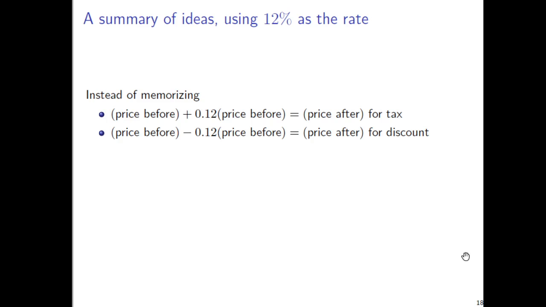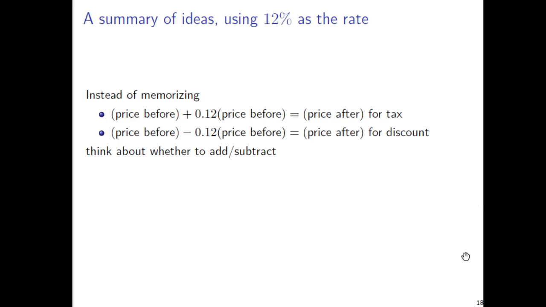Okay, summary of some ideas here. Let's say now we had 12% as a rate. Instead of memorizing the price before plus 0.12 times price before equals price after for tax, versus price before minus 0.12 times price before equals price after for discount, I'd rather you not memorize these two things separately, just really think about whether adding or subtracting is the most appropriate thing, right?